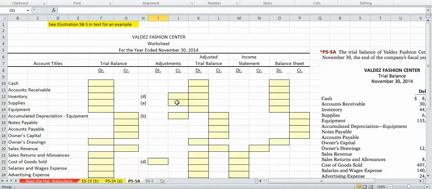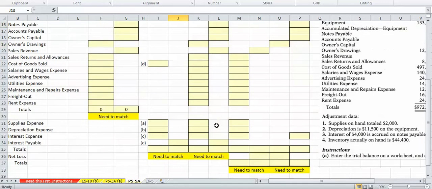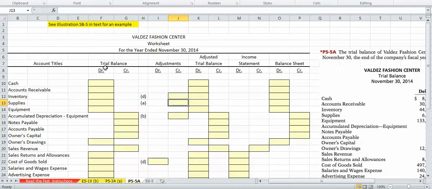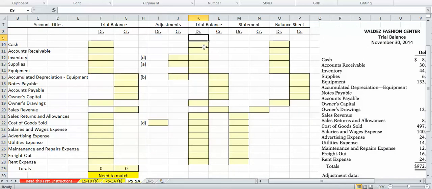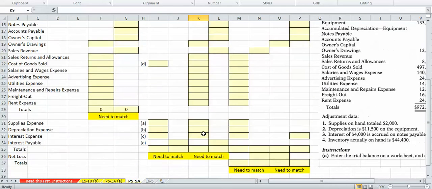Then supplies we're going to credit because we've used it. That's A, B, C, and D is basically 1, 2, 3, and 4. So sorry about that. A is 1, B is 2, and so on. So with the trial balance, do your adjustments, then have the adjusted trial balance. These are going to match.